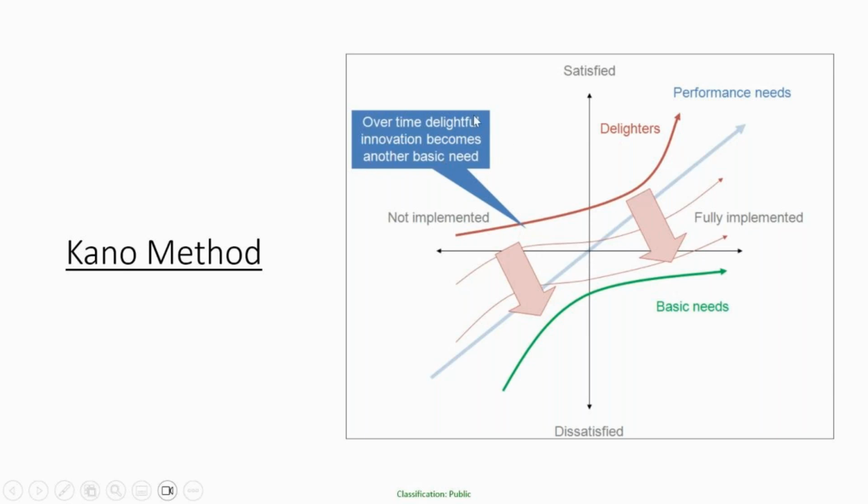Whatever is mentioned here gives you the idea that over time, delightful innovation becomes another basic need. It means that over a period of time, whatever is termed as delighters or excitement needs in the current scenario will eventually become basic needs for the customer. Now, let's take an example here.